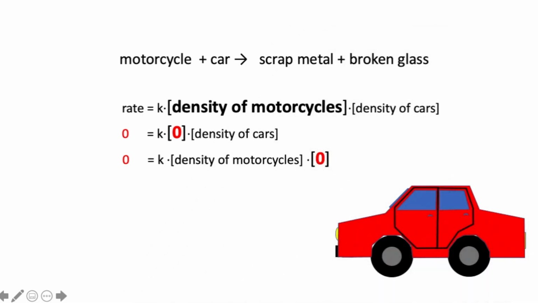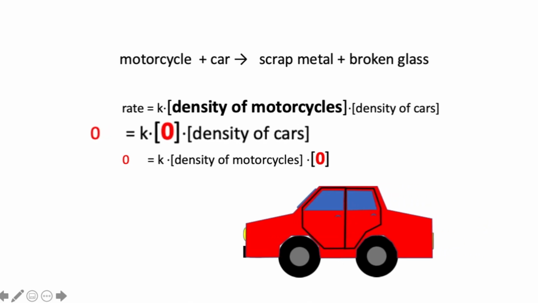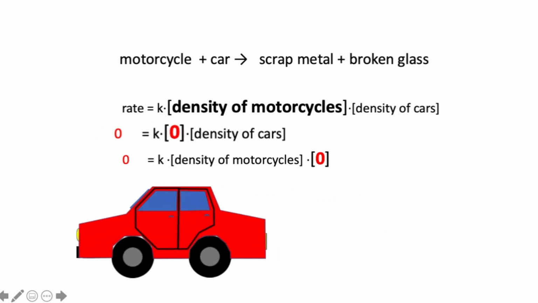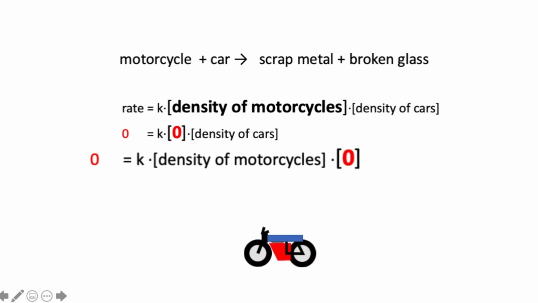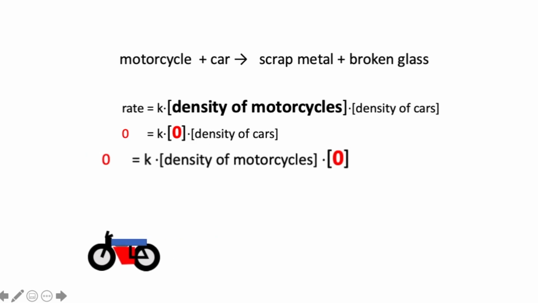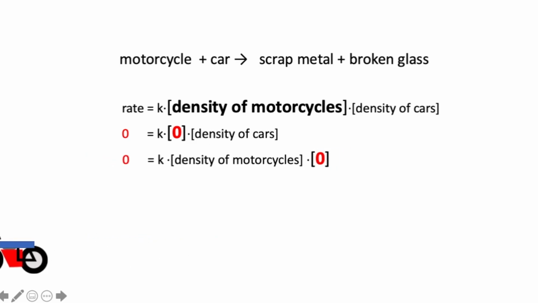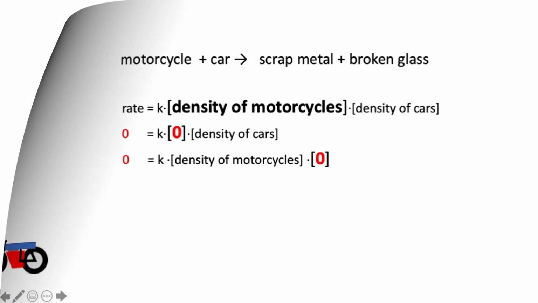The expression also says that if you have no motorcycles, there will be no products produced, regardless of how many cars are on the road. Similarly, if you have no cars, there will be no products produced, regardless of how many motorcycles there are. Again, consistent with our experience. Of course, one can get scrap metal and broken glass from collisions between two cars, but that's a different reaction.